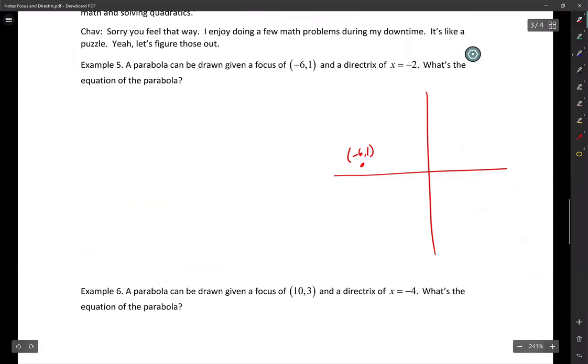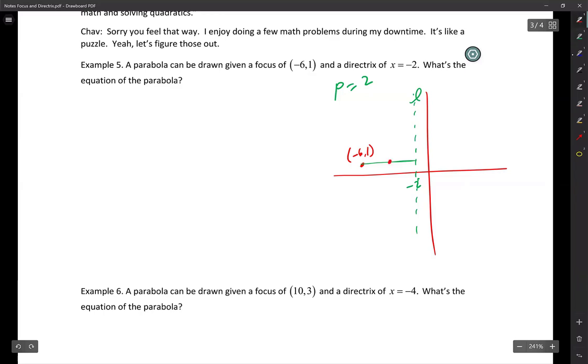So let me put it in here. My horizontal displacement, let's see. This is a negative 2, that's a negative 6. What's the distance between negative 2 and negative 6? 4, and 4 divided by 2, so the p-value is 2. Perfect. And then just go 2 to the right, just like Anna said. If you're following the focus 2 to the right or you're doing the directrix 2 to the left, it doesn't matter. That point is going to be right smack in the middle.